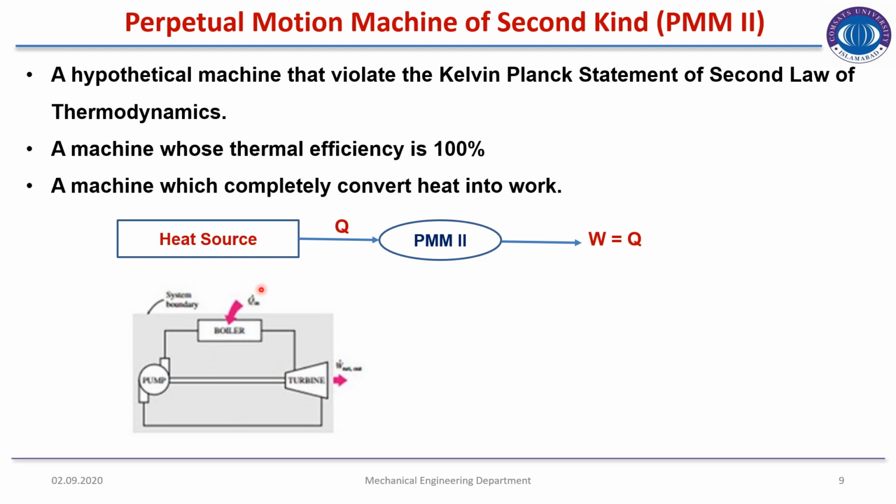So the heat supplied to the boiler is entirely converted into work in the turbine. Let's suppose 100 joules of heat is supplied to the boiler. Then 100 joules of work is produced from the turbine, because there is no heat rejection to the atmosphere, and there is a pump.